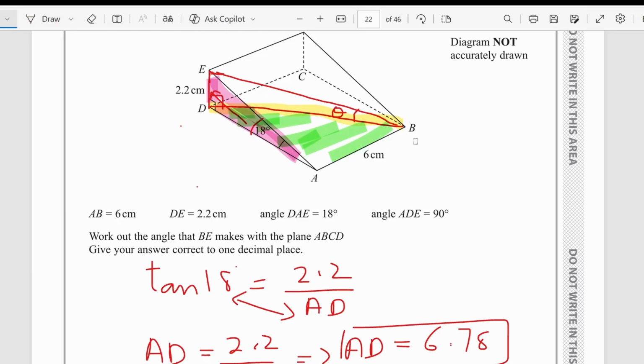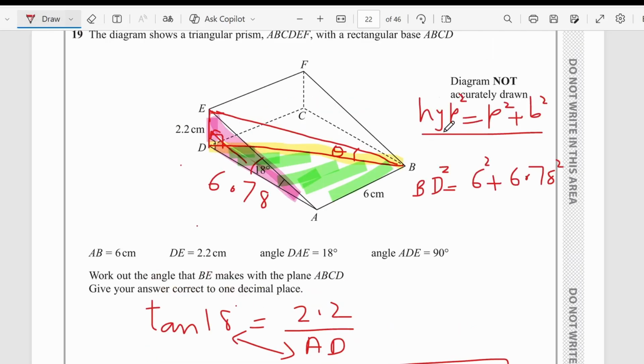Now we have this side AD for the plane, and now we will use this right angle triangle to get this hypotenuse BD by using Pythagoras theorem. Hypotenuse squared equals perpendicular squared plus base squared. The hypotenuse over here is BD. So BD squared equals 6.78 squared plus 6 squared. If we take the square root on both sides, we'll get the value of BD. We simplify all this by putting it in the calculator, and our answer for this one would be 9.1. So now we have BD side is 9.1.